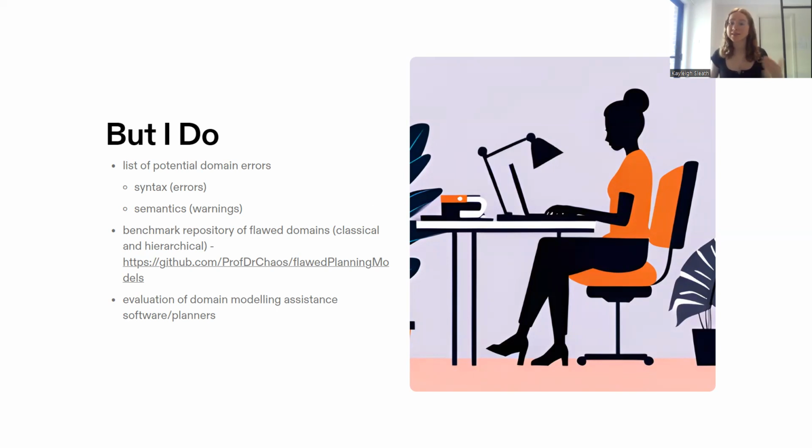So the first category is syntax errors. These are very clear transgressions of the syntax that should prevent a planner from running on a certain domain. And the second was potential semantics errors. And these are not necessarily errors, but they are red flags that there might be something wrong with the meaning of the syntax and that the modeler should go back and check that that's what they want to say. And we suggest that planner parsers or domain modeling assistance tools are able to flag these potential semantics errors as warnings. Once we had this list of potential domain errors, we translated it into a benchmark repository of flawed domains.